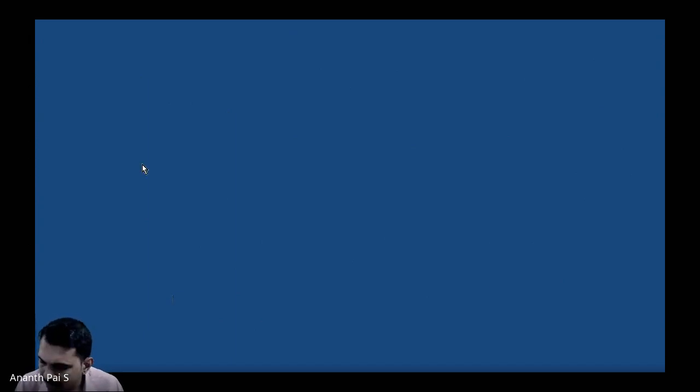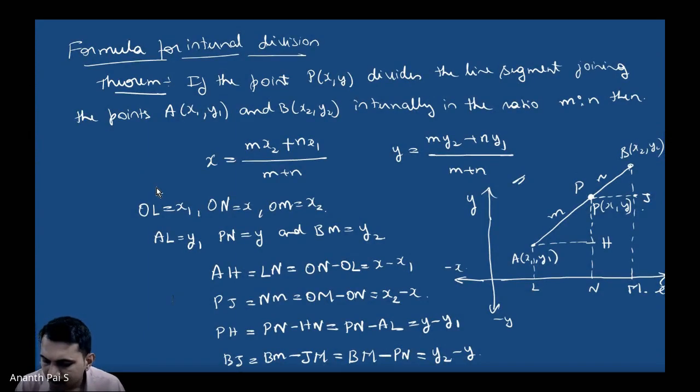If you see the triangles AHP and PJB, they are similar triangles, is it not? Why are they similar? The angle is the same, and one of the bases is the same, another angle is the same. Two angles and one side, so similar triangles. I will not make you write that.